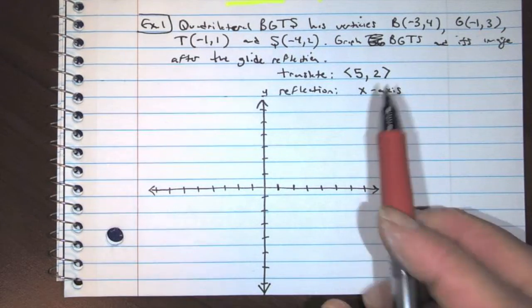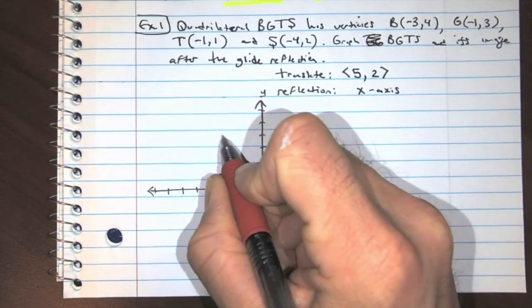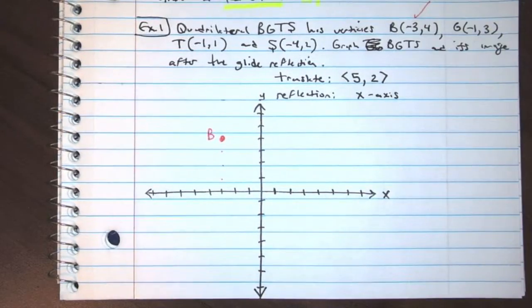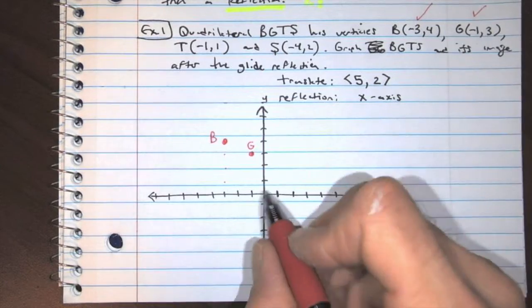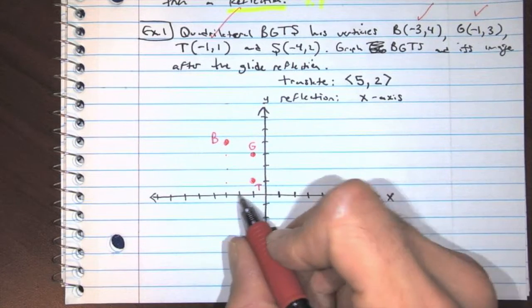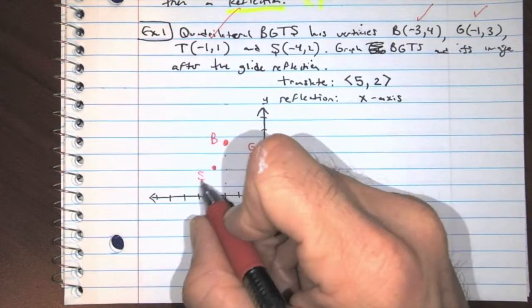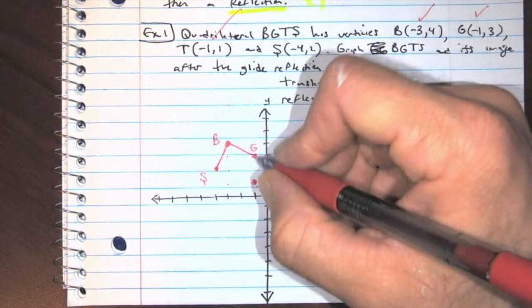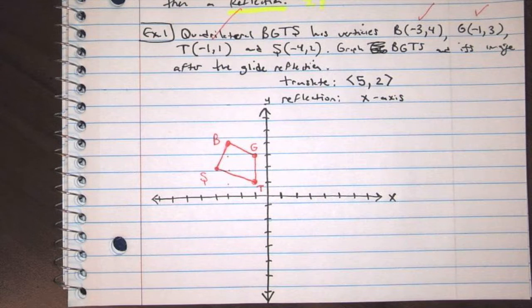All right, go ahead and graph this, and we'll get started with the problem. B is (-3, 4). Please label your points. It's kind of important. Okay, B's taken care of. (-1, 3), there's G. (-1, 1), now we'll put T right there. And then (-4, 2), over 4, up 2, and this is S. Okay, go ahead and connect these. B goes to G, G goes to T, T goes to S, and then S cycles back to B. So we've got our quadrilateral.